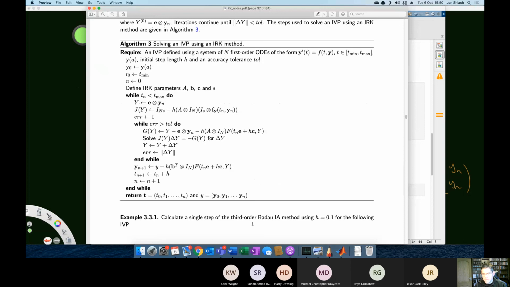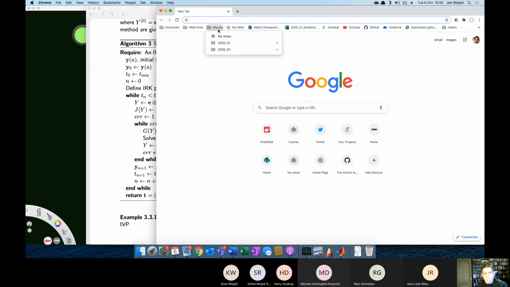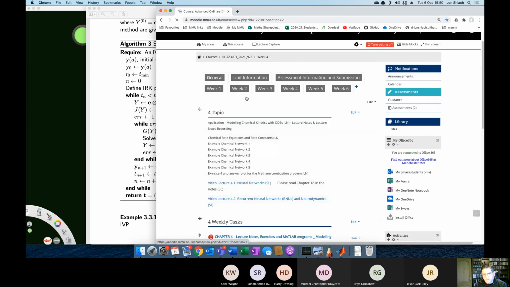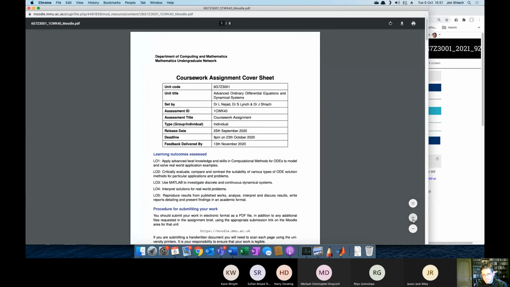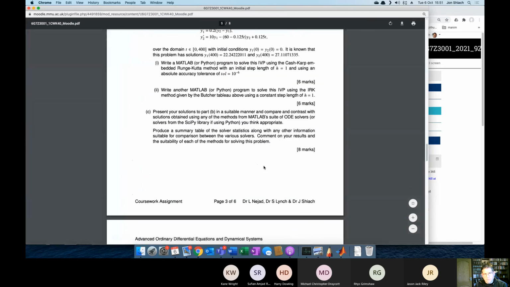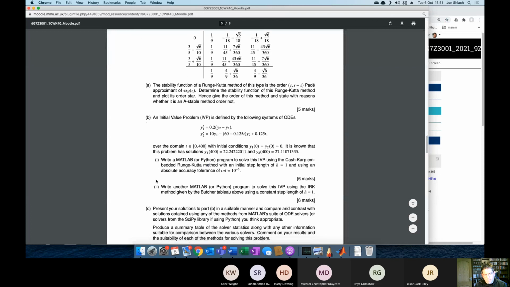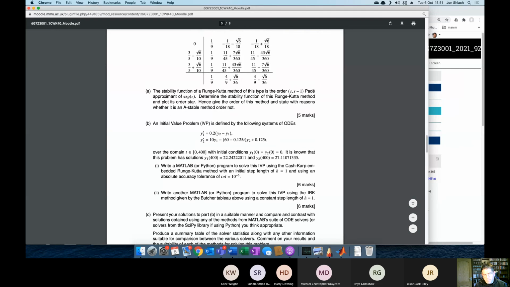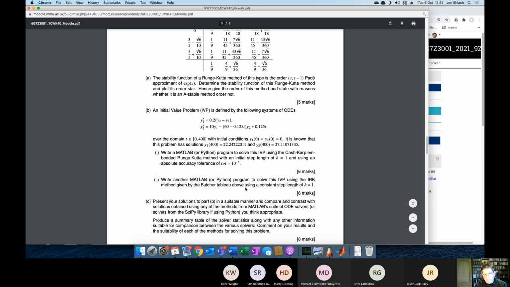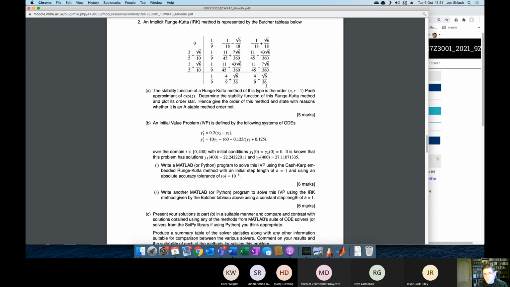If I bring up the assessment for you, I know that's quite small text. All right. So it says here on B part 2, write a program in MATLAB or Python if you want to solve this using the IRK method given above, with a constant step length of h equals 1. Okay, so you can adapt the code which is given in the notes to be able to do that.